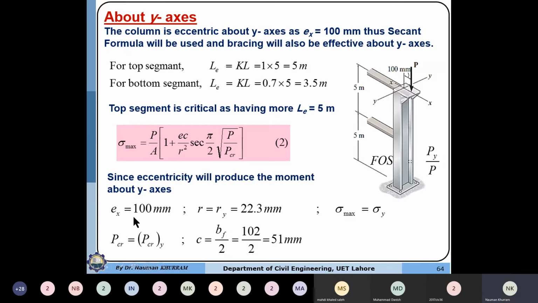So e is equal to 100 millimeter. So r will be ry. Why? Because the column is bending about the y-axis. Sigma maximum will use sigma y, and P critical we have to use. So P critical is computed about the same axis. If the column is bending about the y-axis, we need to compute the critical load about the same y-axis. So c will be equal to bf by 2.